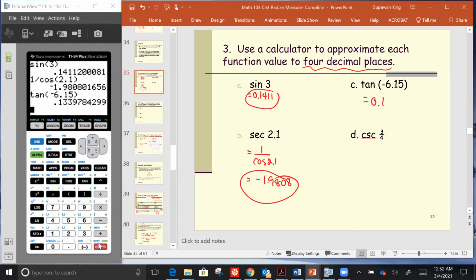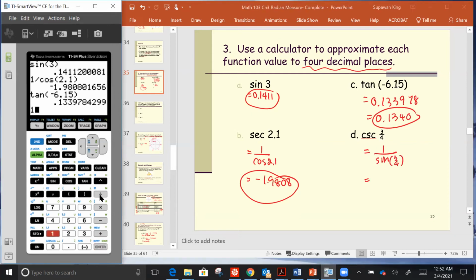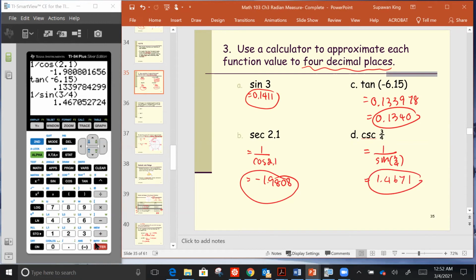We have 0.13978, but we need 4 decimal places, so round it to be 0.1340. The last one, cosecant of 3 over 4. Cosecant is 1 over sine of 3 over 4. So 1 divided by sine of 3 over 4. That gives us 1.4671 to 4 decimal places.